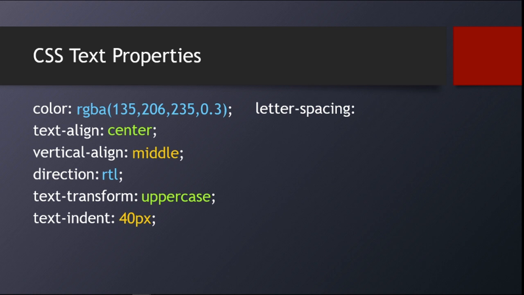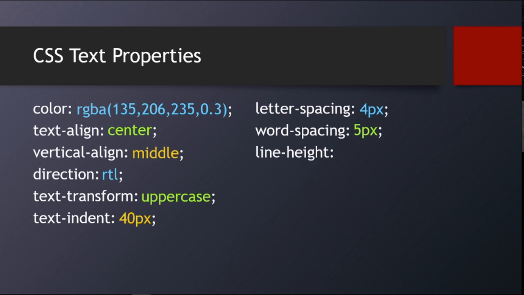Letter spacing allows you to give more room in between characters, while word spacing, of course, sets space in between words. Line height sets the space between lines of text, and white space sets how the white space inside an element is handled, having values like normal, pre, or nowrap.